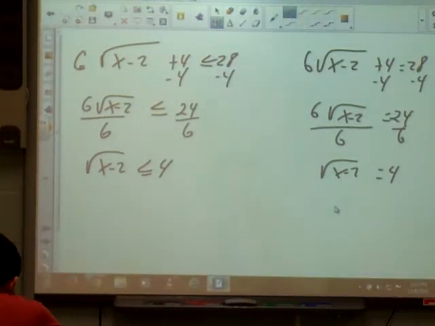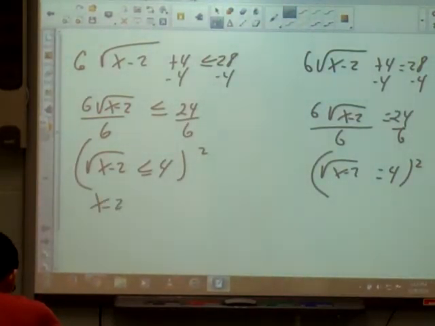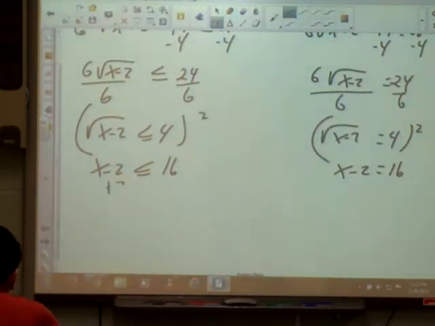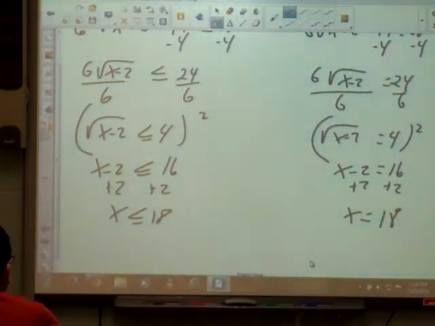Now they're being square rooted, so I'm going to square everything on both sides. So the square and the square root cancel out, so x minus 2 is less than or equal to 16, because 4 squared. Here the square and square root cancel out, so x minus 2 is equal to 16. And our last step is I've got 2 being subtracted, so I'm adding 2 to everything. So here I got x is less than or equal to 18, and here I got x is equal to 18. So I just showed my similarities, because I did the exact same thing to every step of those. But there's a difference that I've not yet showed you that we got to figure out.